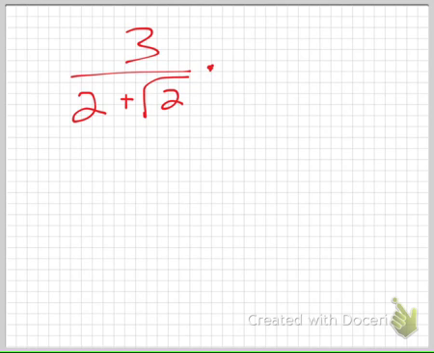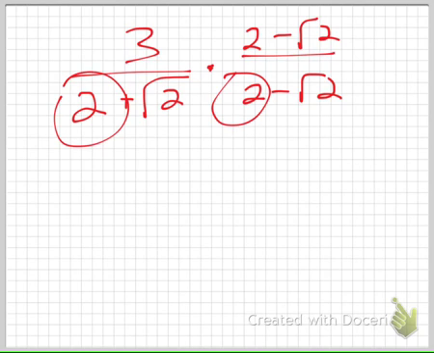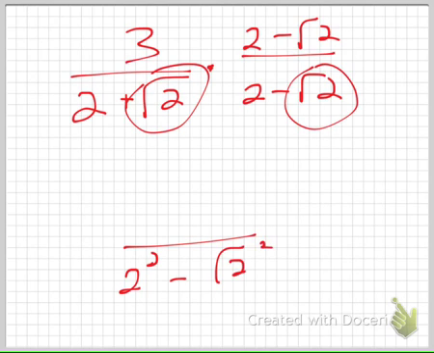So I'm going to multiply this by 2 minus the square root of 2 over 2 minus the square root of 2. We already know how to do this without doing FOIL. If you need to do FOIL, that's fine, but that's going to take you three, four times as long as anybody else who knows that this is going to end up being the first term squared. So that would be 2 squared, and then minus, it's a difference of squares, the second term squared, which is the square root of 2 squared. What is the square root of 2 squared? 2. What is 2 squared? 4. So it's 4 minus 2. The bottom is now 2.